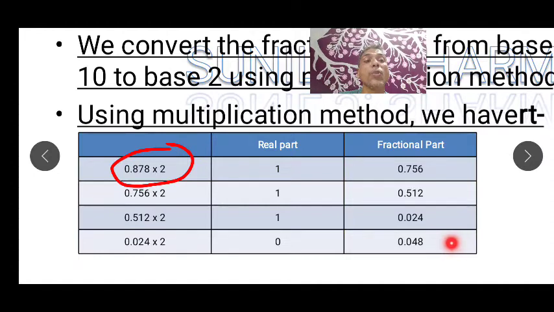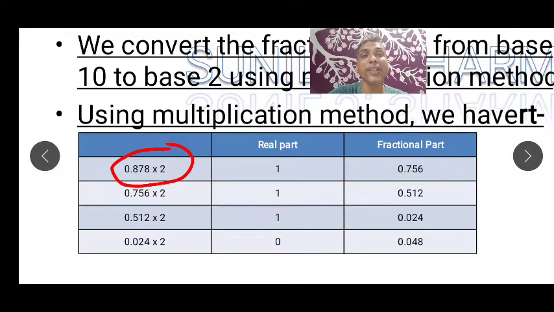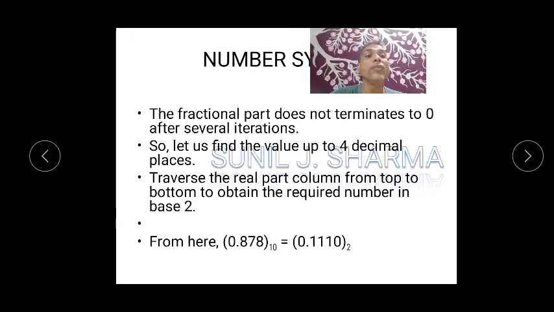This time 0.048. So we have stopped here because either in the question it will be mentioned to go till 3 digits or 4 digits, or till you get 0. So that's why we have stopped here. Now, when we see the fractional part, it does not terminate to 0 after several iterations. So let us find the value up to 4 decimal places. So that's what I'm telling you. If it is mentioned in the paper, or at least go to 3 or 4 decimal points, traverse the real part column from top to bottom.